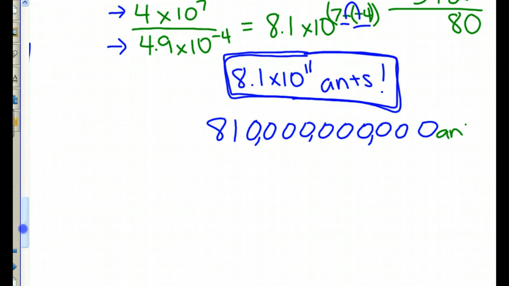Okay, so now go ahead and start the Digits 4.4 homework. It is on your to-do list.